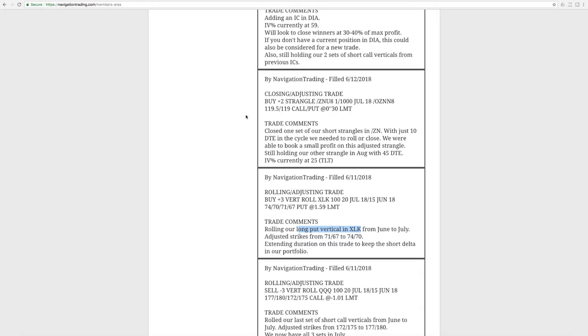Next trade was a closing adjusting trade in ZN. We had two different strangles on, and this one was adjusted at one point. Typically on these naked short strangles, we like to roll or close them once we get under 21 days to expiration. We let this one go all the way to 10 days to expiration, just because it was very centered. I was hoping to get a little bit more theta decay before we got out of that. Ended up just closing that out and took a small profit on that piece of the trade.